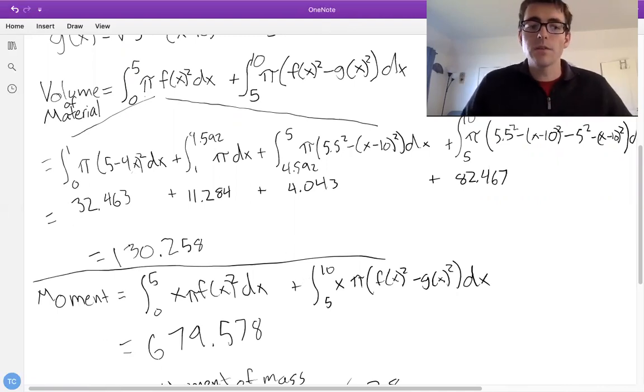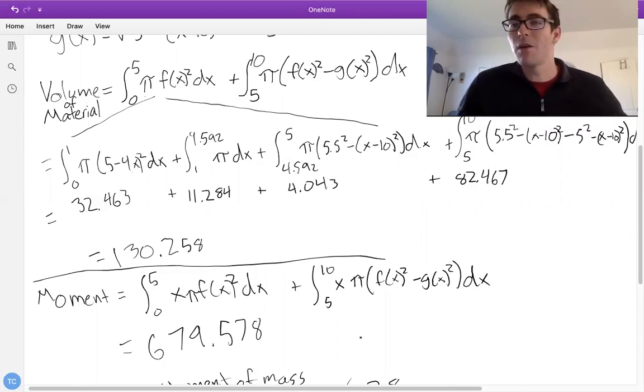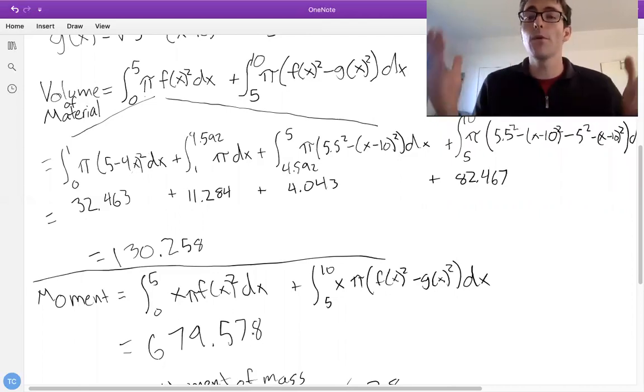I didn't write it all out, but this integral we could find by again breaking it up into 3 pieces. Instead of the first piece being the integral from 0 to 1 of pi r squared, it would be the integral from 0 to 1 of x times pi r squared. And that pattern continues throughout all of this. If I did my Wolfram Alpha calculations correctly, I end up getting 679. Okay, so that is the total moment of mass.